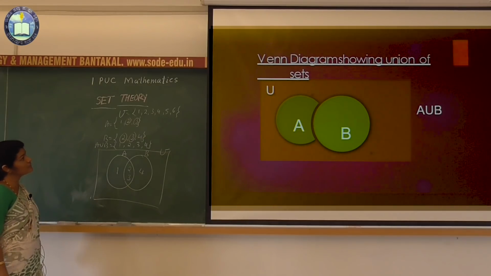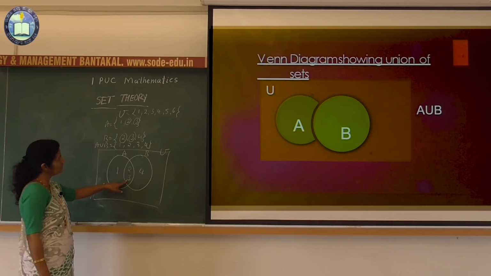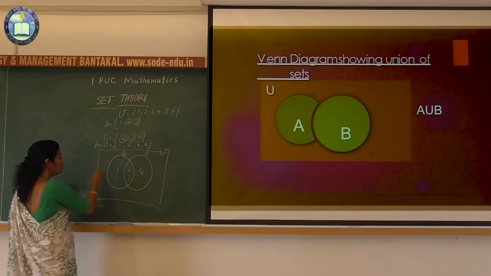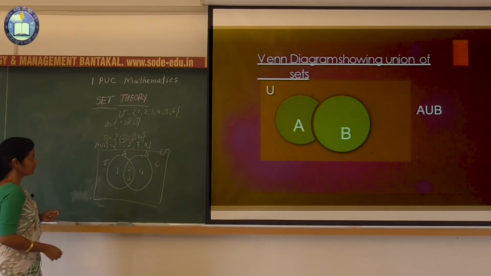Now check with the universal set. 1 is there already, 2 written, 3 is there, 4 is there. So what is remaining? 5 and 6.